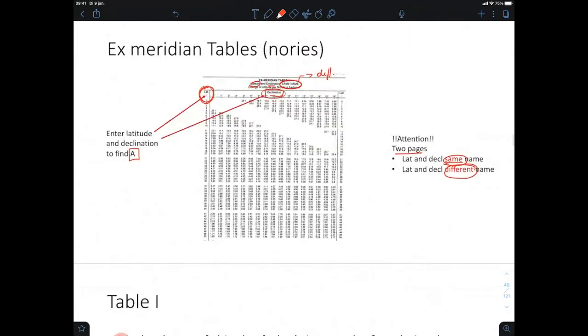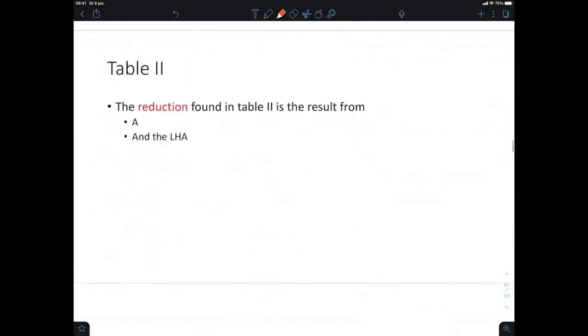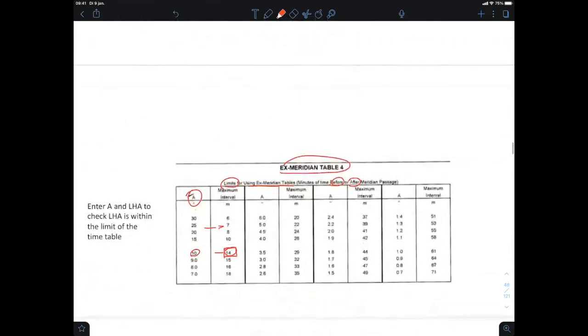I want to show it to you again. So this is table 1, depending on your latitude and your declination. First of all, if you continue the exercise, check if the A is within the limits stated in table 4, excuse me. Okay, then we go to table 2, where we find the first correction. In table 2, we find X.